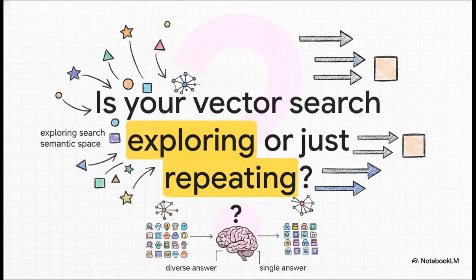So, as we wrap up this explainer, I want to leave you with a provocative thought about your own architecture. When your users ask a complex question, is your vector search actually exploring the semantic space to give them a complete, diverse answer? Or is it just blindly repeating itself? Implementing listwise logic isn't just some minor optimization. It's the difference between a frustrating search bar and a truly intelligent system.